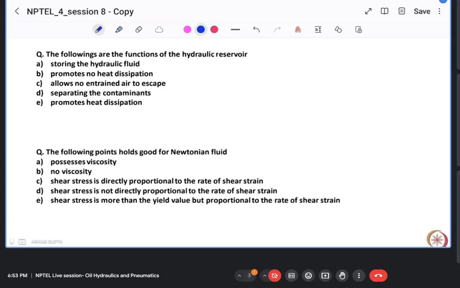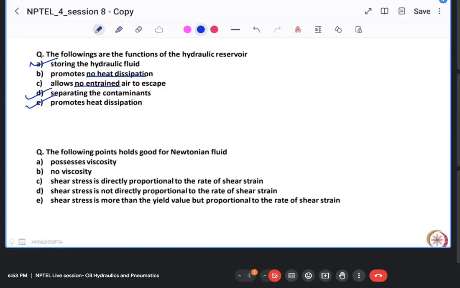So the primary function is storing the hydraulic fluid, obviously. It promotes no heat dissipation, that is wrong. It promotes heat dissipation. It allows no entrant air to escape, that is wrong. It allows the entrant air to escape. Rather, it can be used to separate the contaminants by using baffles and strainers.